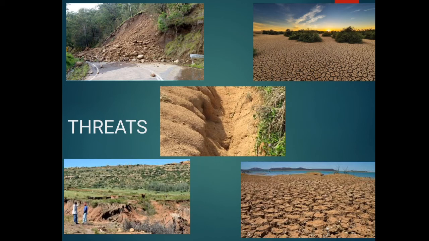Then the third is an example of soil erosion. The top layer of the soil is eroded away. The fourth is also land degradation, and the fifth, the last one, is desertification. That place has changed into a desert. So these are the main threats we are facing by overusing the land or using the land in the wrong way.